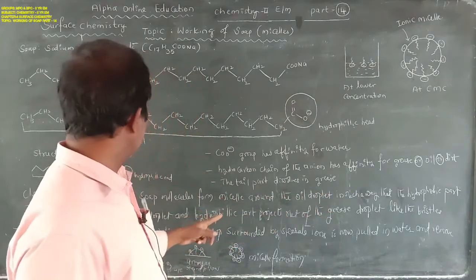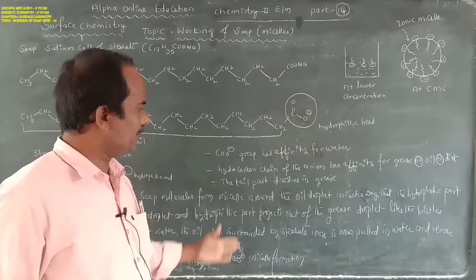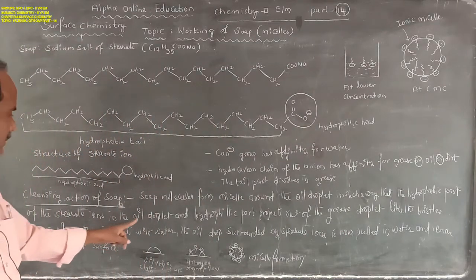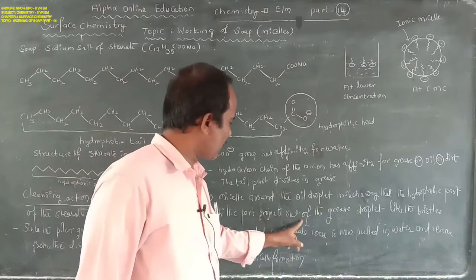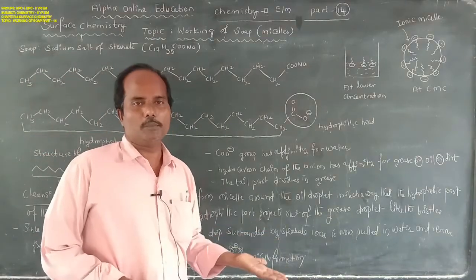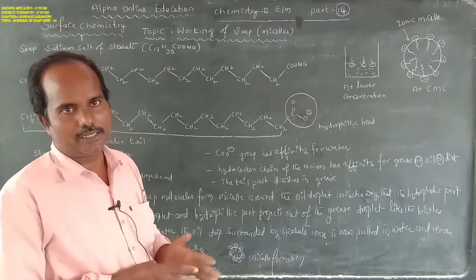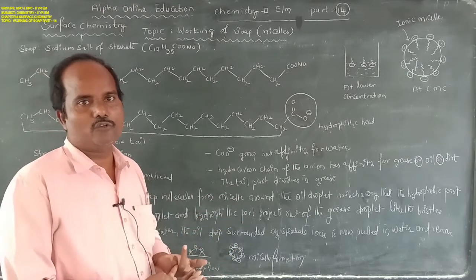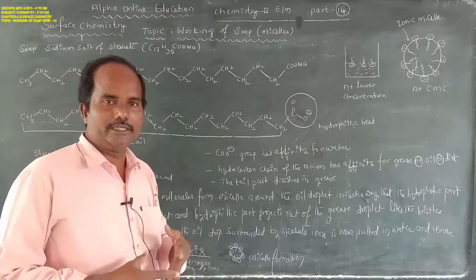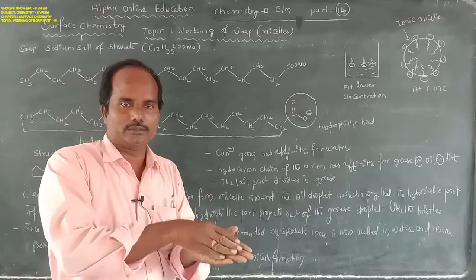Next, the micelle. Soap molecules form a micelle around the oil droplet in such a way that the hydrophobic part of the stearate ions is in the oil droplet and the hydrophilic part projects out of the grease droplet like bristles. The soap is nothing but the sodium salt of stearate. This stearate ion has two parts, a hydrophobic end and a hydrophilic end. The hydrophobic end easily interacts with grease, and so it can dissolve the grease or dirt on the cloth.